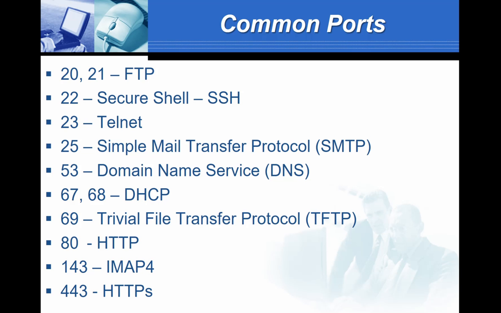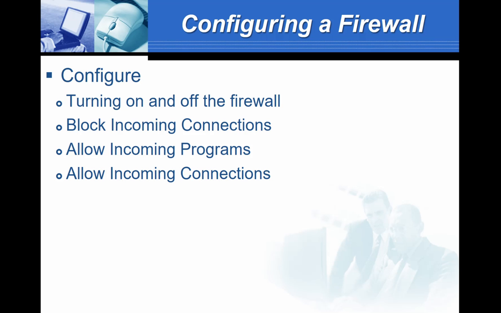143 is IMAP4. That is when your incoming mail is IMAP. It's either going to be IMAP or it's going to be POP3. One of the two. POP3 is 110. You'll see that in here. 443, again, HTTPS.